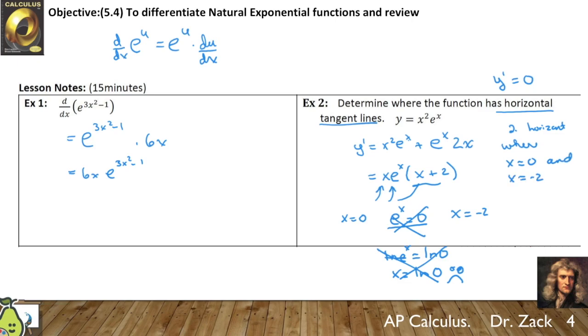Now be aware, if you're asked to find where the points occur, you will need the x and the y. But in this case, since I'm only asking where, the x's will be sufficient for solutions.